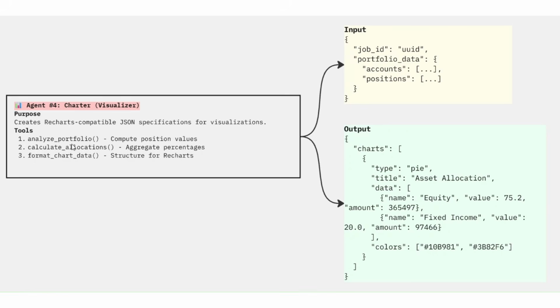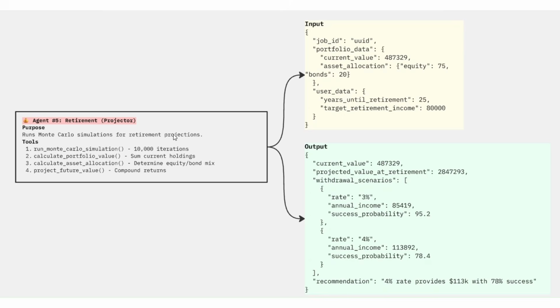Here is the chart agent. It analyzes the portfolio and generates various visualizations. It generates visuals for asset allocation, account distribution, stock holdings, and geographic distributions. And here's the input and output for it. Here is the retirement agent, and it is the most complex agent of all. It runs 10,000 Monte Carlo simulations to project retirement outcomes at different withdrawal rates. It also calculates the portfolio value and asset allocations. Here's the input and output structure for it.